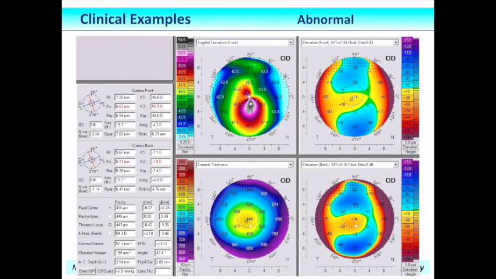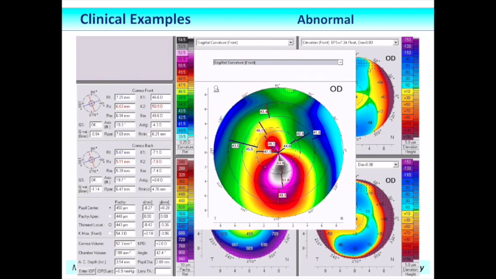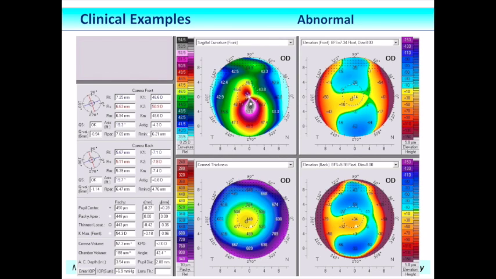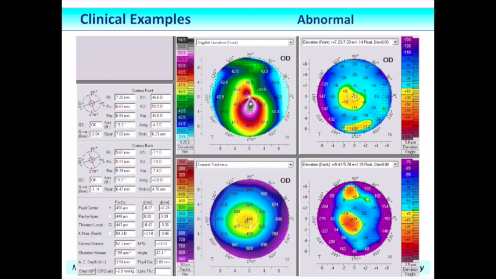This is an abnormal cornea. As you see, it is asymmetric bow tie, inferior steep with SRAX. Obviously, this is keratoconus. And on the best fit sphere, both anterior and posterior elevation maps show tongue-like extensions, and on the best fit toric ellipsoid, there are abnormal values, especially on the posterior surface.